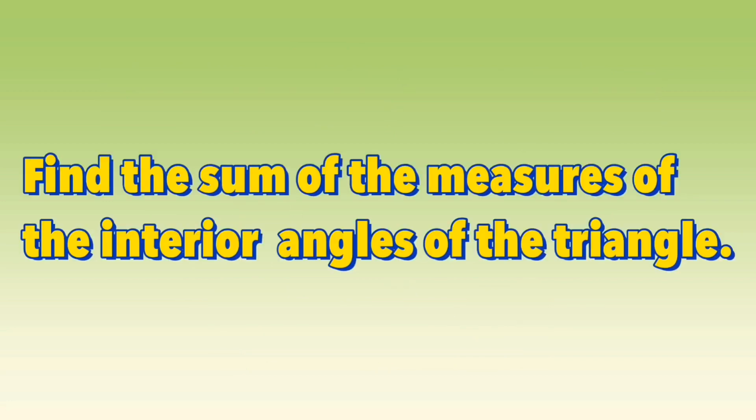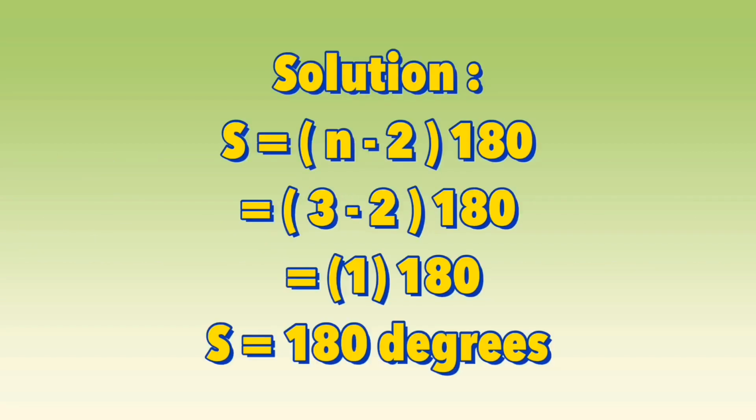Okay, number 1, find the sum of the measures of the interior angles of a triangle. So remember, a triangle is a polygon with 3 sides. Our formula to use is the sum S equals n minus 2 times 180. Since a triangle has 3 sides, we substitute n with 3, so 3 minus 2 times 180. 3 minus 2 equals 1, times 180. So the sum of the interior angles of a triangle is 180 degrees.